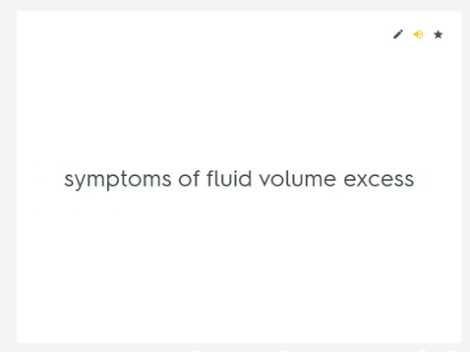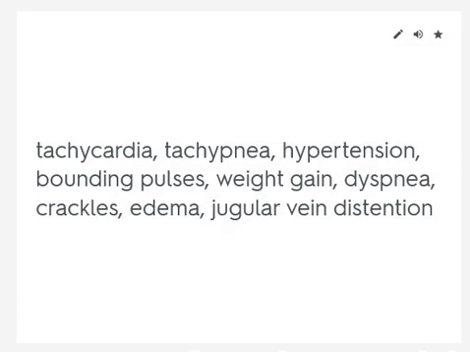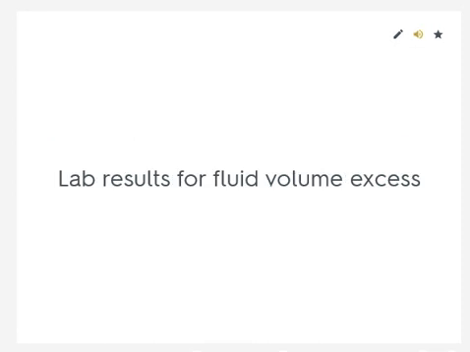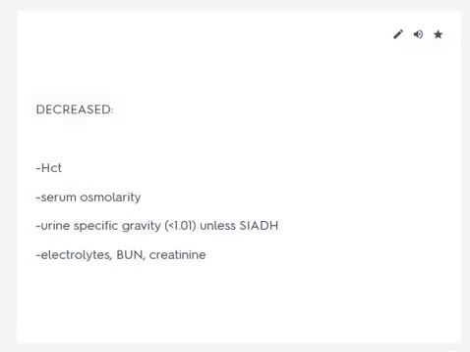Symptoms of fluid volume excess: tachycardia, tachypnea, hypertension, bounding pulses, weight gain, dyspnea, crackles, edema, jugular vein distension. Lab results for fluid volume excess: decreased HCT, serum osmolarity, urine specific gravity unless SIADH, electrolytes, BUN, creatinine.